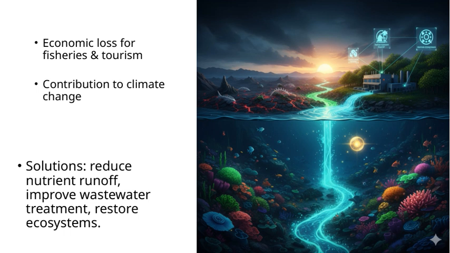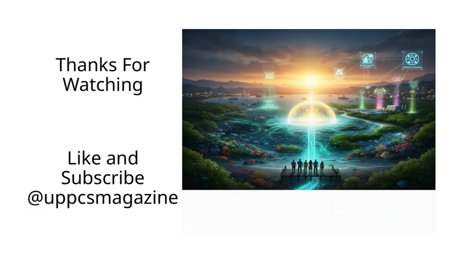First, reducing nutrient runoff is crucial. This means managing agricultural practices and controlling what gets washed into our waterways. Improving wastewater treatment is another key step, ensuring pollutants are properly filtered before reaching natural ecosystems. Lastly, restoring ecosystems, such as wetlands and mangroves, can help filter pollutants naturally and rebuild resilience in these environments. Overall, addressing these issues not only protects our natural resources, but also supports a healthier economy and a more sustainable future.